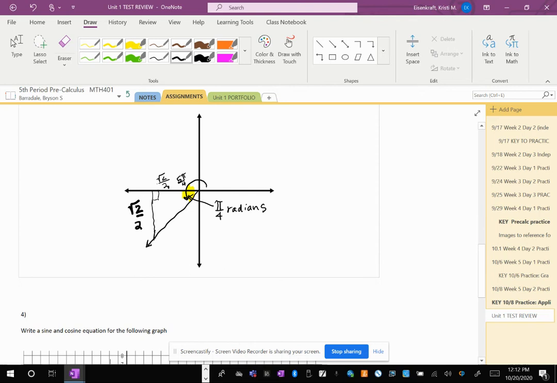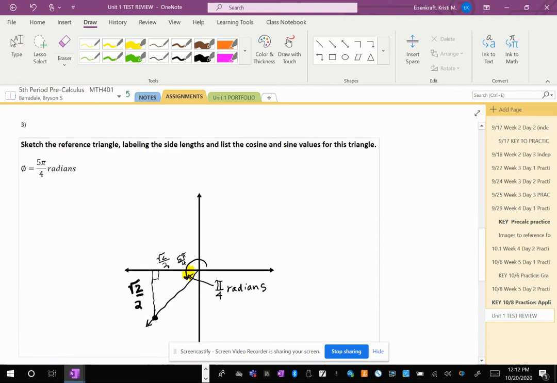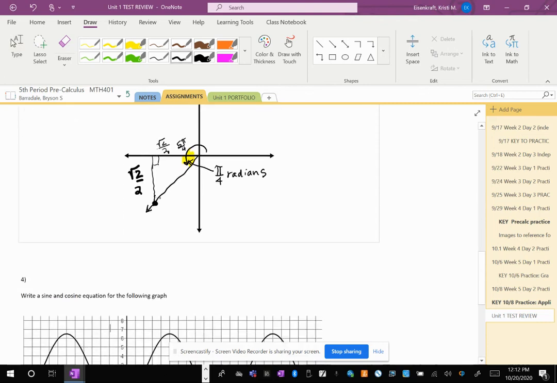Okay, so why we care about that is because these side lengths are the cosine and sine values of this angle. Remember cosine is the x value and it's -√2/2 because you go to the left. And the sine is down, so it's also -√2/2. So that's cosine, which really doesn't matter here because they're the same. There we go. Cosine, and that is sine. Okay. All right.